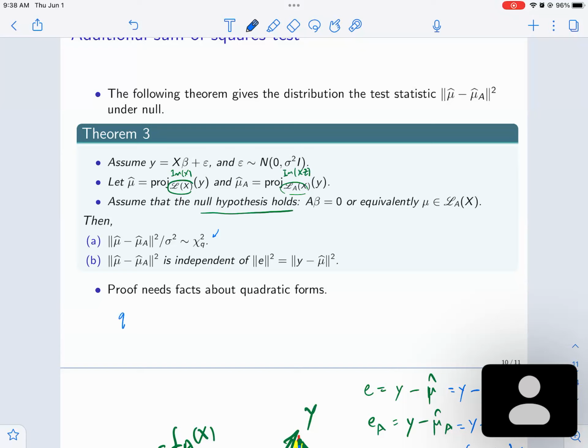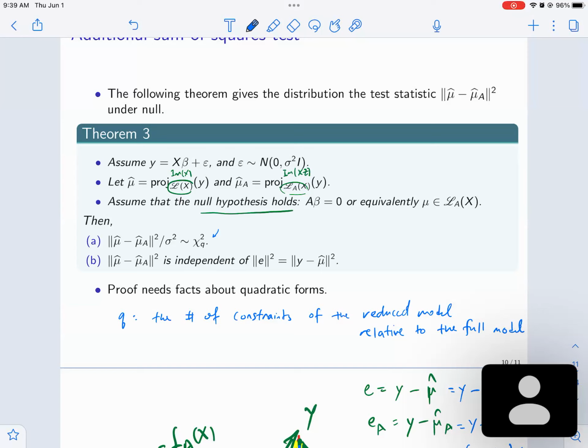So q is the number of constraints of the reduced model relative to the full model. And this, without division by sigma squared, is called extra sum of squares or additional sum of squares. And this is also independent of the SSE for the full model, which is norm E squared.